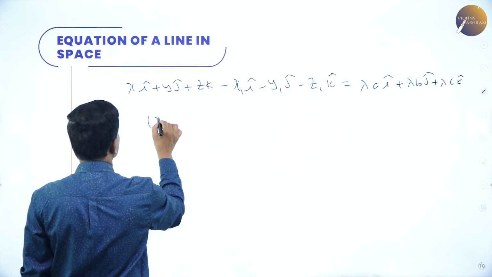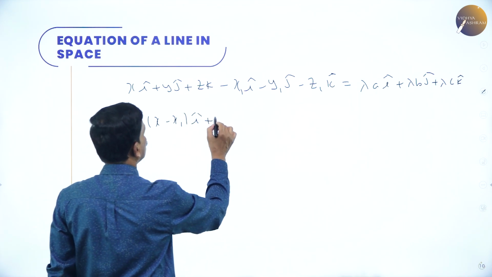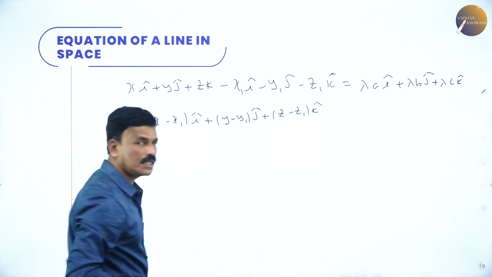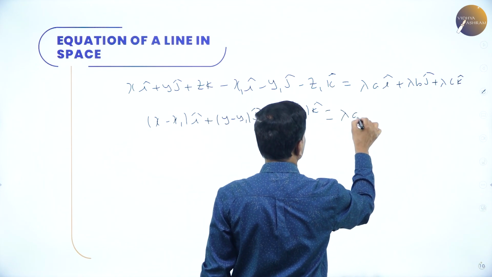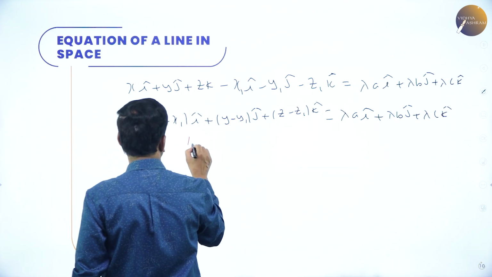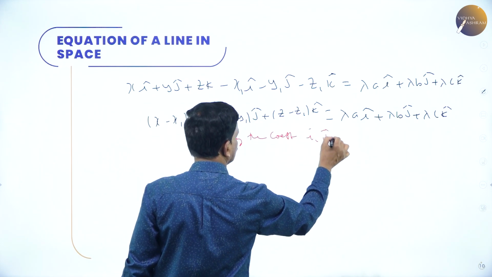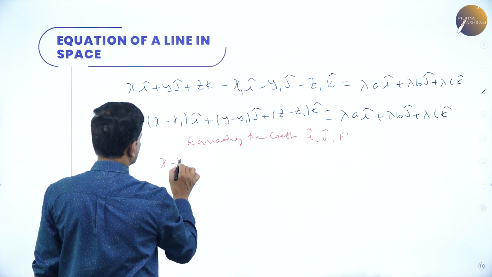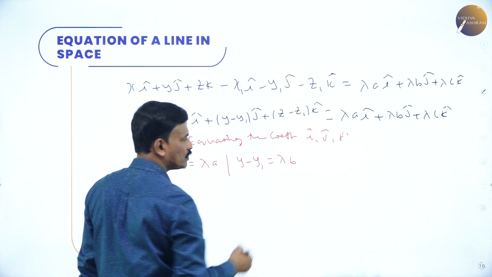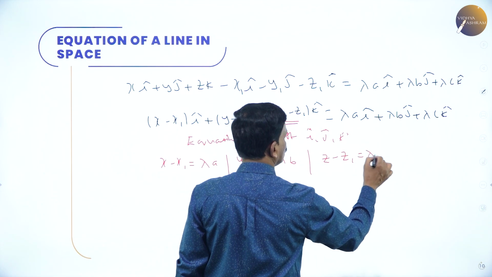Now, subtract the vectors, taking coefficients of i, j, k: x minus x1 into i plus y minus y1 into j plus z minus z1 into k is equal to lambda a into i, lambda b into j plus lambda c into k. Now, equating the coefficients of i, j and k, what we will get? x minus x1 is equal to lambda a, y minus y1 is equal to lambda b, and similarly the coefficient of k is z minus z1 is equal to lambda into c.